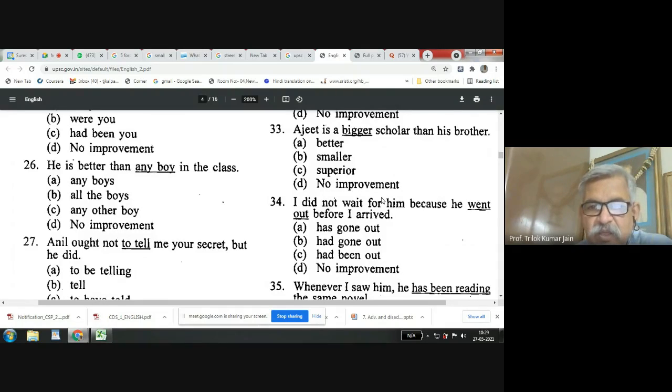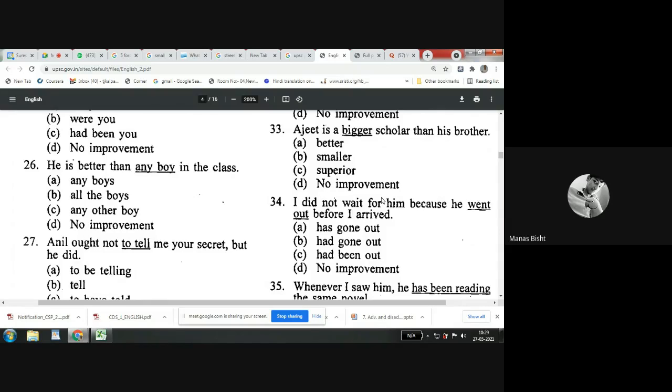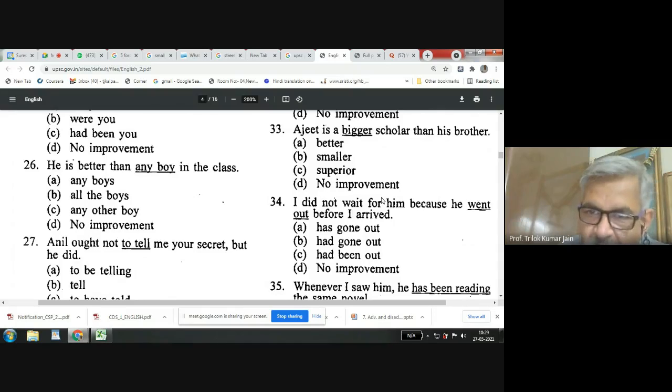34th. I did not wait for him because he went out before I arrived. The correct answer is B. He had gone out. Yes, absolutely right. Perfectly right. I did not wait for him because he had gone out before I arrived. Answer is B. Correct. Perfectly right.